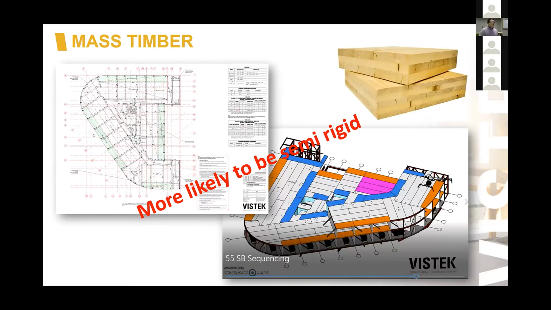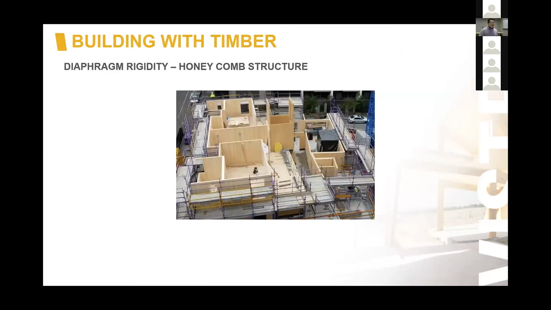Diaphragm rigidity is really dependent on the frequency of bracing elements, such as walls or cave braces or frames or whatever you've got. For honeycomb structures, the diaphragm will behave relatively rigidly.